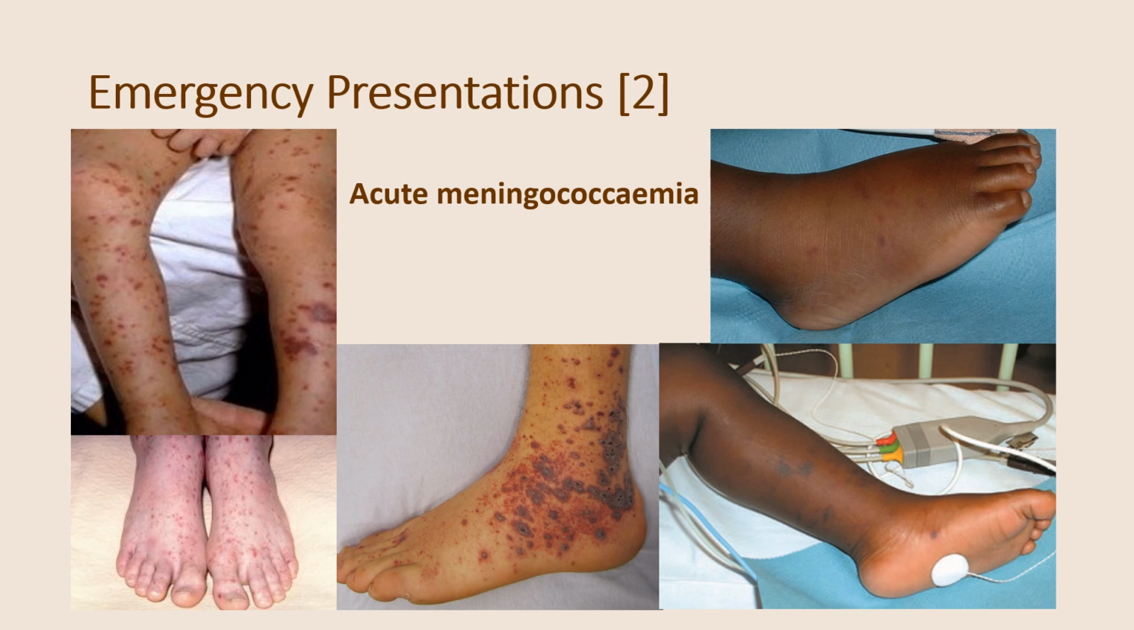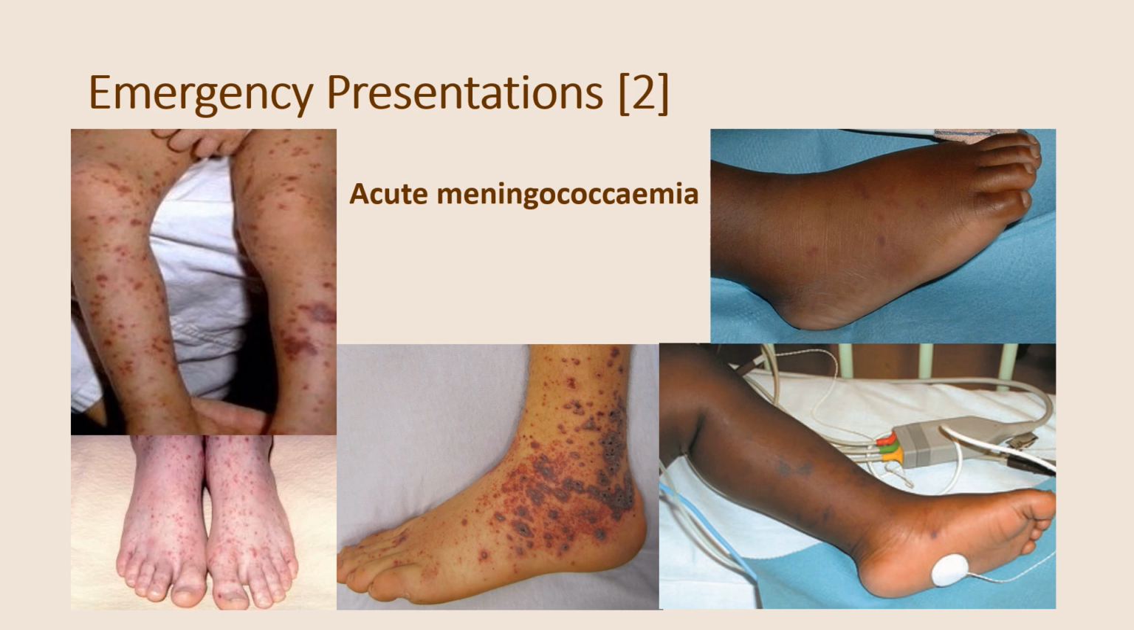This slide shows a purpuric rash in both lighter skinned and darker skinned patients. Purpura is a purple, pink, palpable rash which is non-blanching. It can be associated with many different conditions, including acute meningococcemia, septicemia from other systemic infections, drugs, and may also be seen in autoimmune conditions.